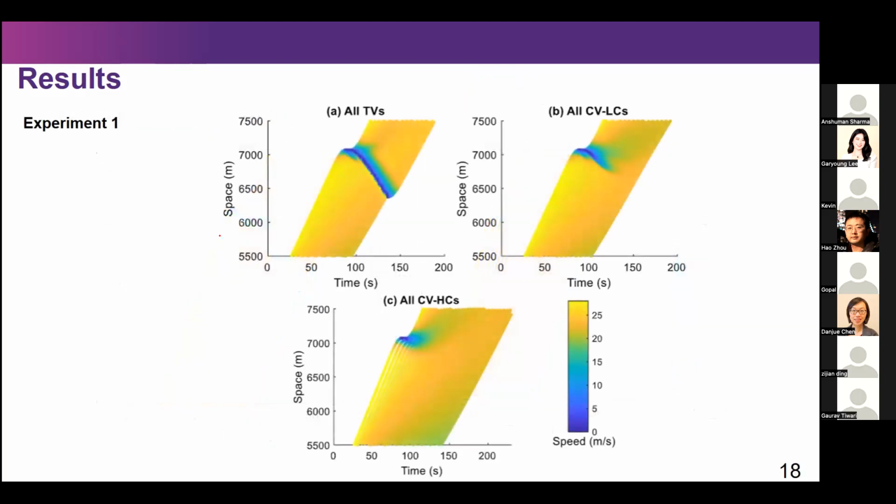So these are the results of experiment 1. You have all traditional vehicles, all connected vehicles with low compliance drivers, and all connected vehicles with high compliance drivers. With all traditional vehicles, you can see the congestion is penetrating till the end of the platoon. With all connected vehicles, low compliance drivers, it penetrates, but then it diminishes after some distance in time. And here in connected vehicle high compliance drivers, the negative effects diminish quite soon as compared to the low compliance.